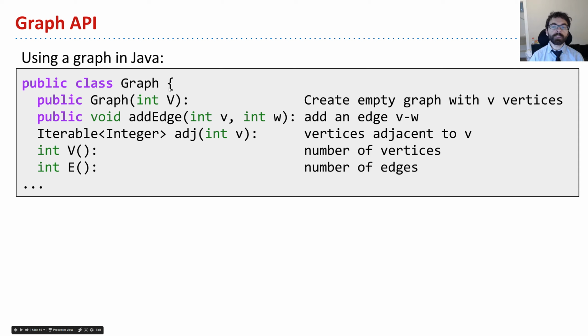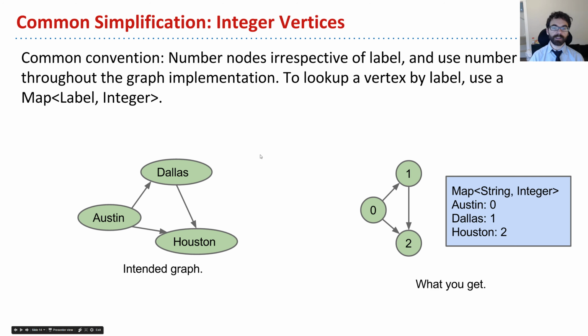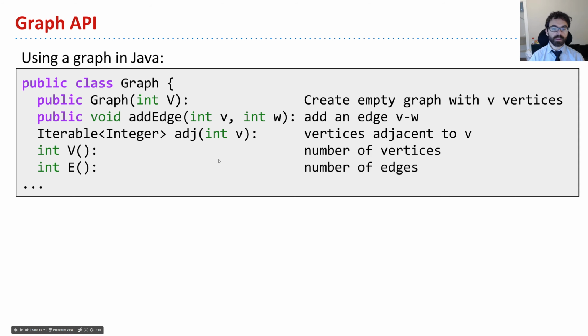Well, with a graph, we're going to assume that our graph has a fixed number of vertices. Now, that of course is something you might not want. You can make a more complicated graph implementation if you'd like, but for our purposes, we're going to say it has a fixed number of vertices. We can then have an addEdge method that will create an edge between v and w. We have adj, which will return all of the vertices that are adjacent to something. So for example, if we pick 0, it'll give me back 1 and 2. We'll have the number of vertices V, and we'll have the number of edges E.